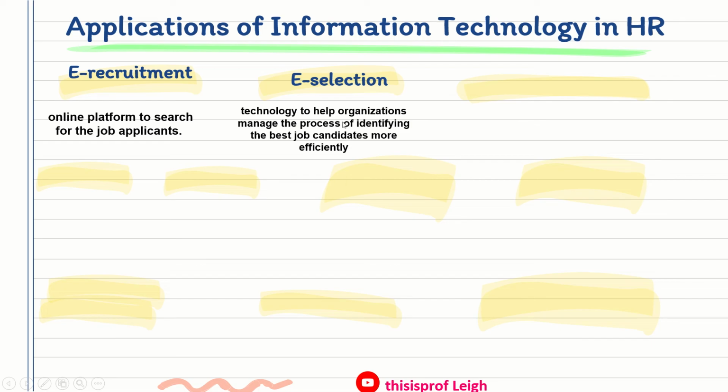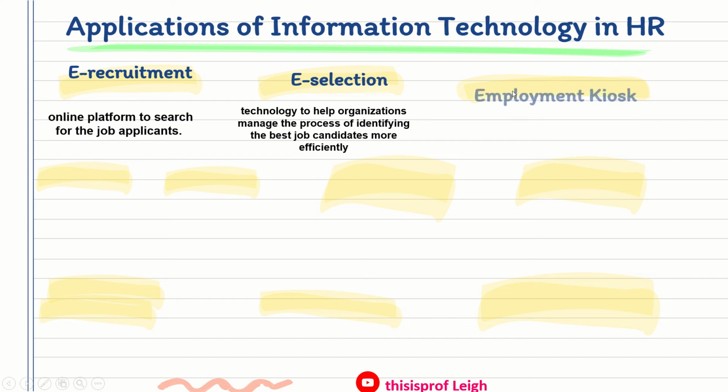But in here, in the e-selection, the company can actually receive it through email, and actually, there are also a lot of applications in today's time without even the intervention of human na maka-identify na talaga sila sino yung best job candidate using only the marketing tool that the applicant have submitted, which is yung resume.